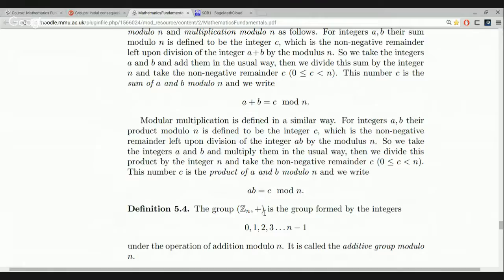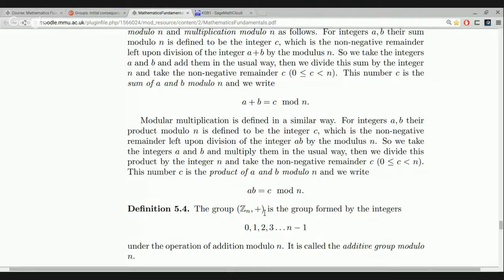HCF is a less commonly used term. Greatest common divisor is the standard term. So 2 and 8 have a greatest common divisor of 2. 2 is the largest number that is a factor of 2 and 8. But 1, 3, 5, and 7, those are all co-prime to 8. This is explained in the notes, the terminology.